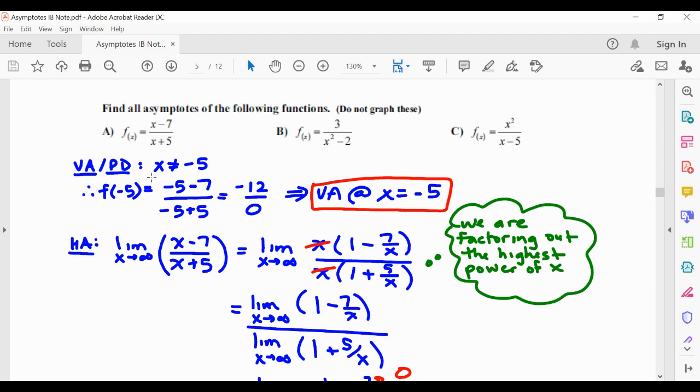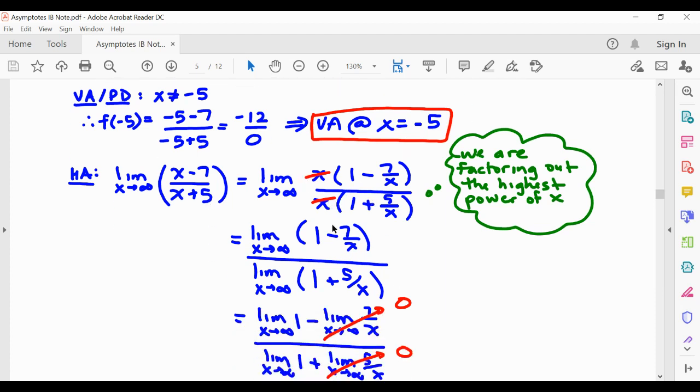For the horizontal asymptote, we're going to find the limit as x approaches infinity of this expression. To evaluate a limit as x approaches infinity, we're going to factor out the highest power of x in the expression. So I'm going to factor out x. That's going to leave me with 1 minus 7 over x. And in the denominator, if I factor out x, it's going to leave me with 1 plus 5 over x. Those x's can cancel out, leaving me with this expression, 1 minus 7 over x and 1 plus 5 over x.